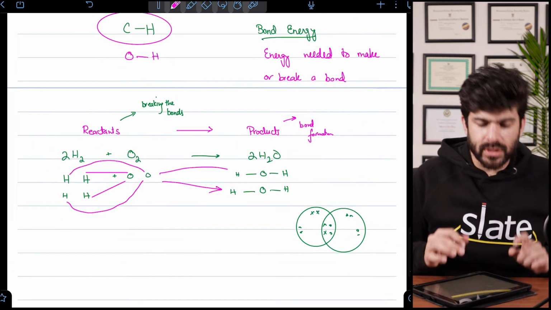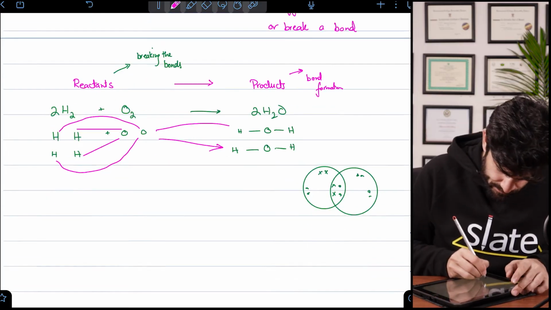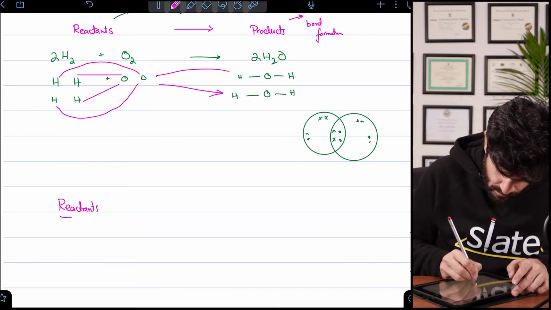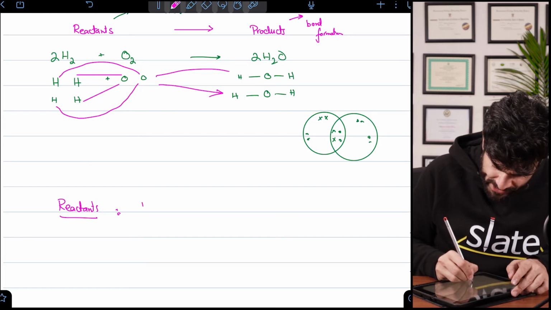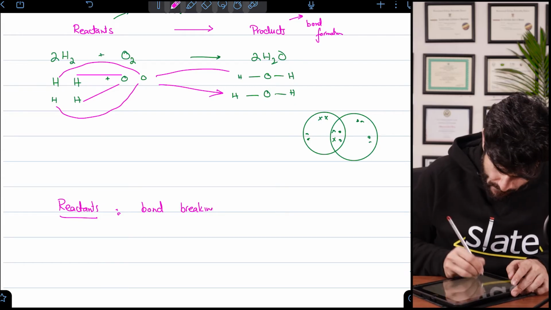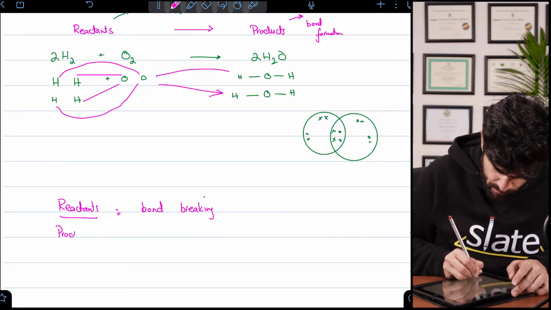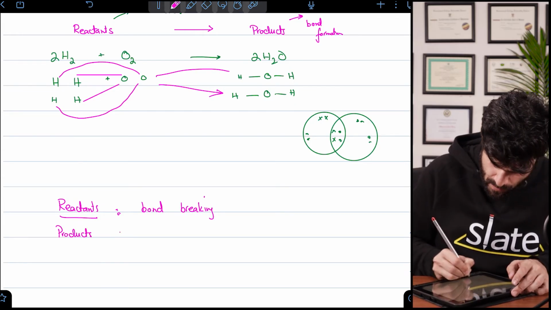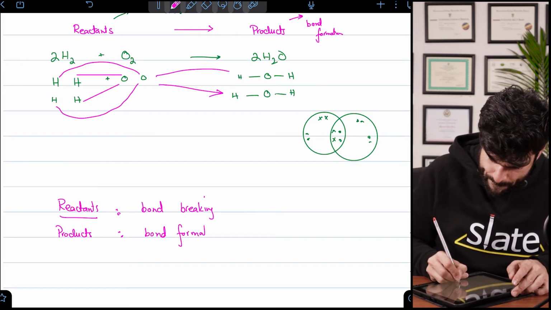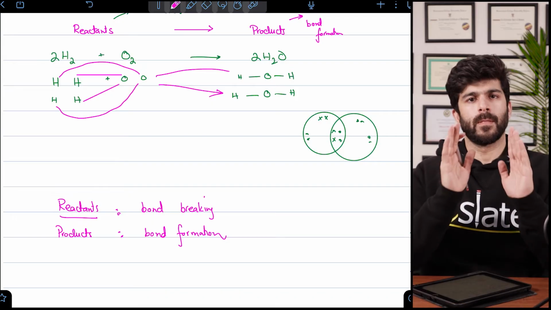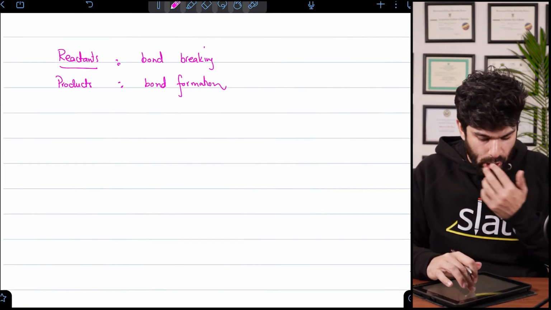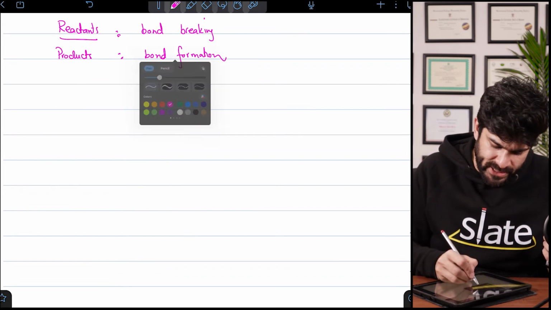So remember, students, the reactants undergo bond breaking. Products undergo bond formation. That's important. Now, let's look at another reaction, a very common one in the exam.